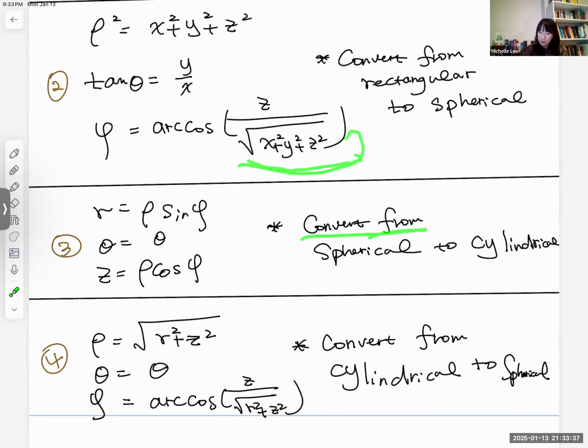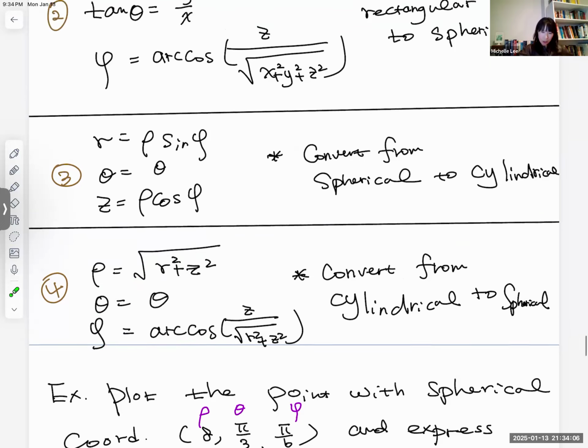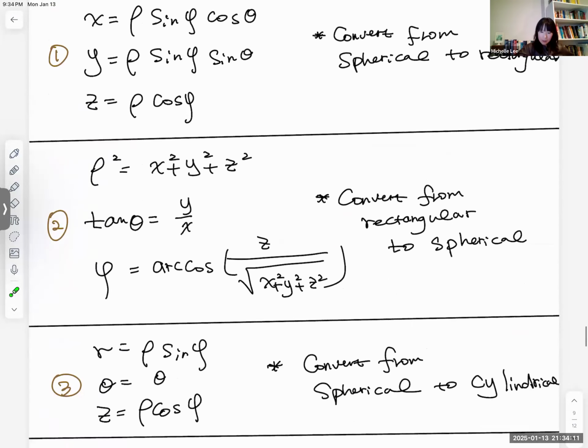And then convert from spherical to cylindrical. R, theta, z, right? So r equal to rho sine phi, theta equal to theta, z equal to rho cosine phi. And this is converting from cylindrical to spherical. So rho equal to square root of r squared plus z squared. Theta equal to theta, phi equal to arc cosine of z over square root of r squared plus z squared. Okay, so everything is here.